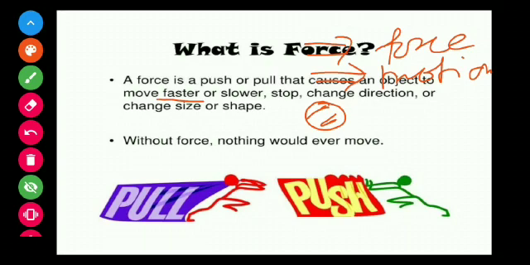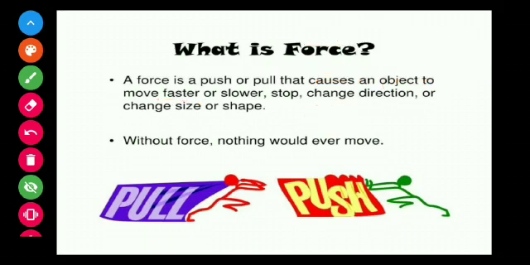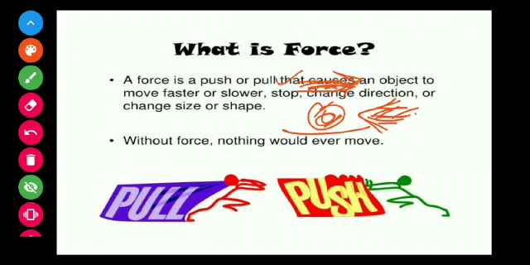Third, if we apply a force on an object, and this is the direction of motion of the object, and we apply a force in the opposite direction, then with the help of this opposing force we can stop the moving object. Next, we can also change the direction of a moving object. If we apply the force in a perpendicular direction to this object, then there is a change in direction of the body.